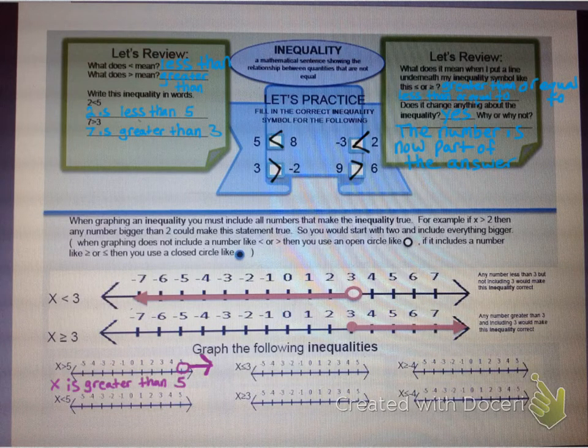So when it asks me for my next one, x is less than 5, no equal to, so I'm going to have an open circle, and I'm going to shade to the left this time. I'm going to shade all those numbers that are less than 5, so 0, 1, 2, 3, -5, -10. All those are to the left of 5, so that's the direction I'm going to shade.